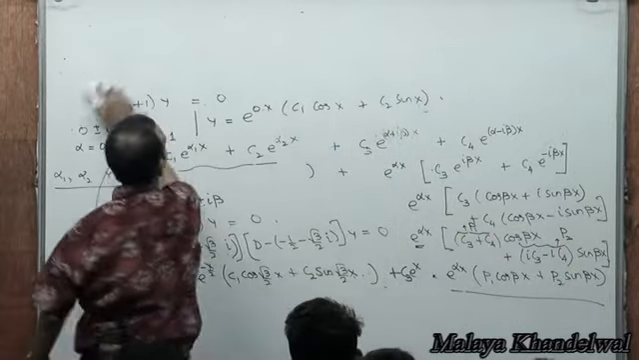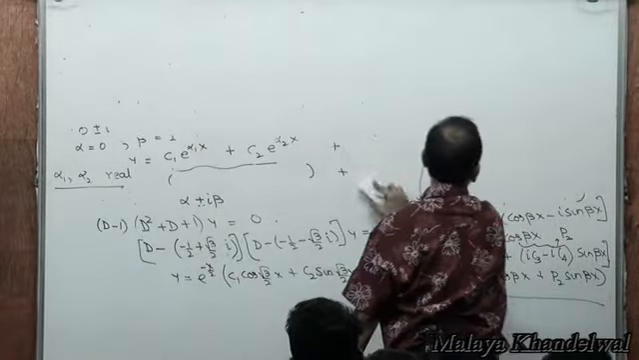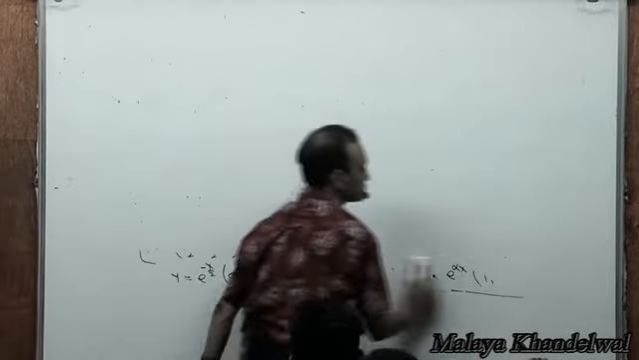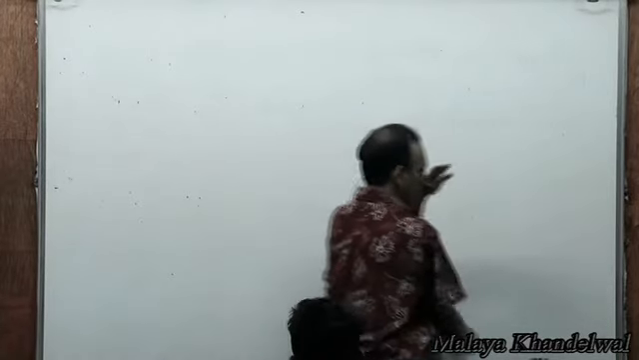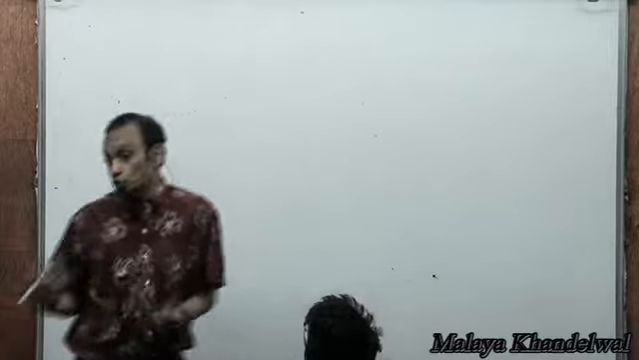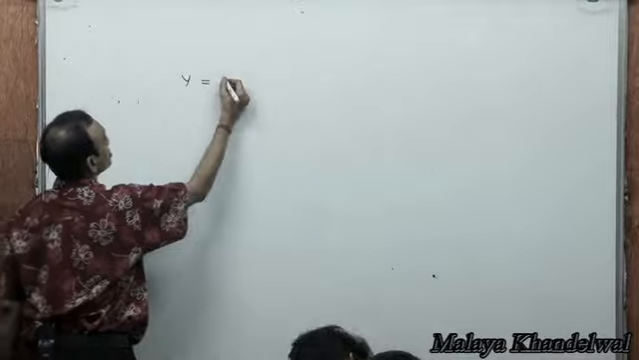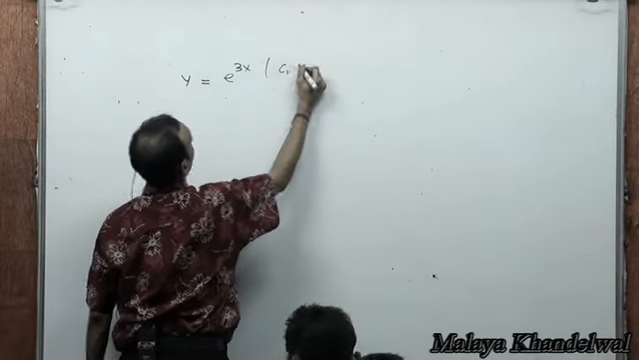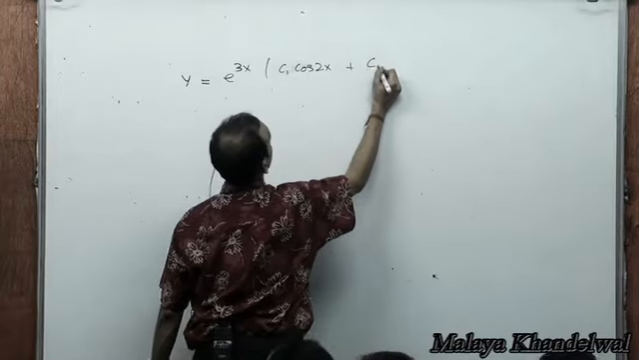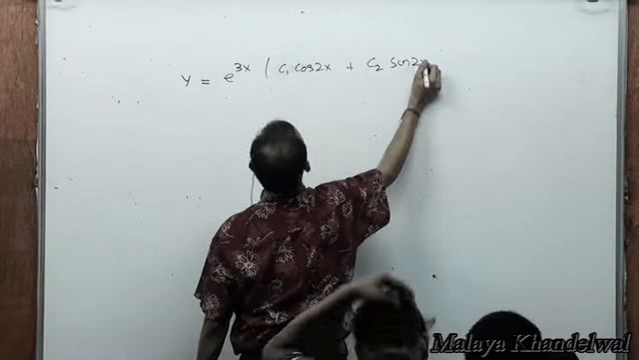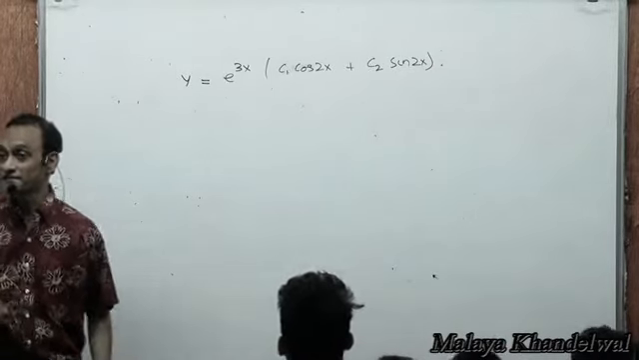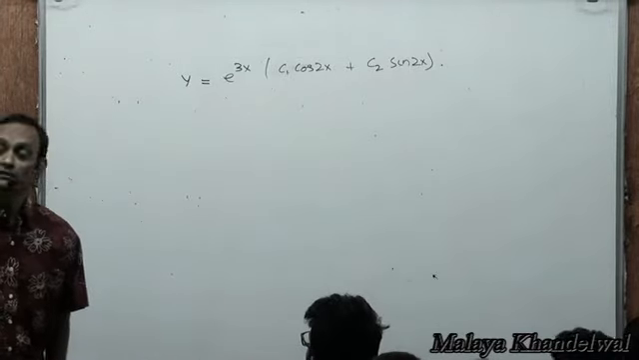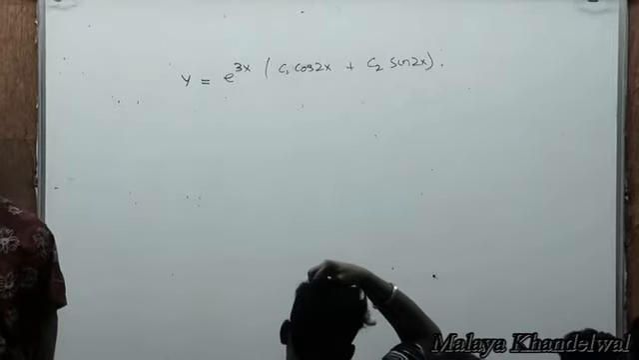Now, you could have had, say, someone could have just given you the primitive, the solution to a differential equation, as e power 3x, c1 cos 2x plus c2 sin 2x, suppose. This was the primitive, where c1 and c2 are arbitrary constants, and they said, find the differential equation whose solution is this.